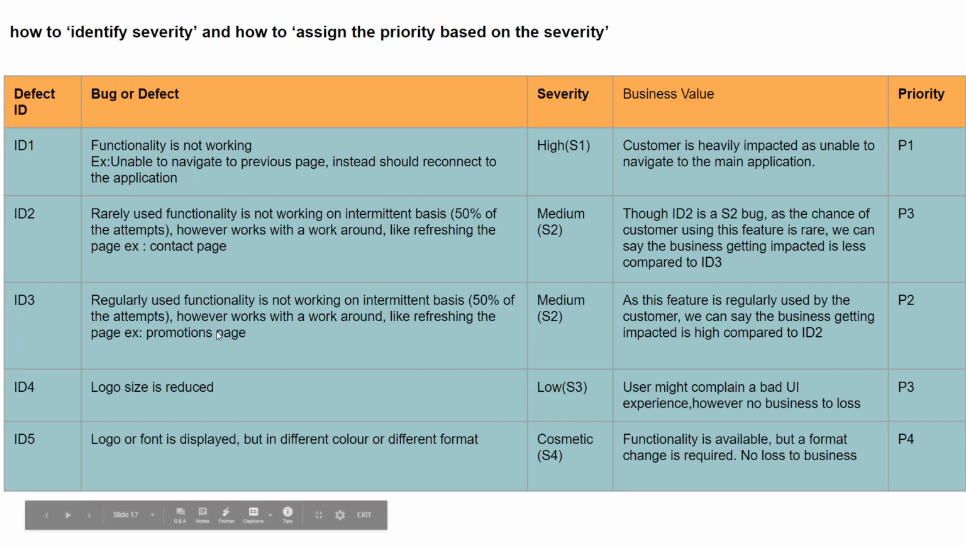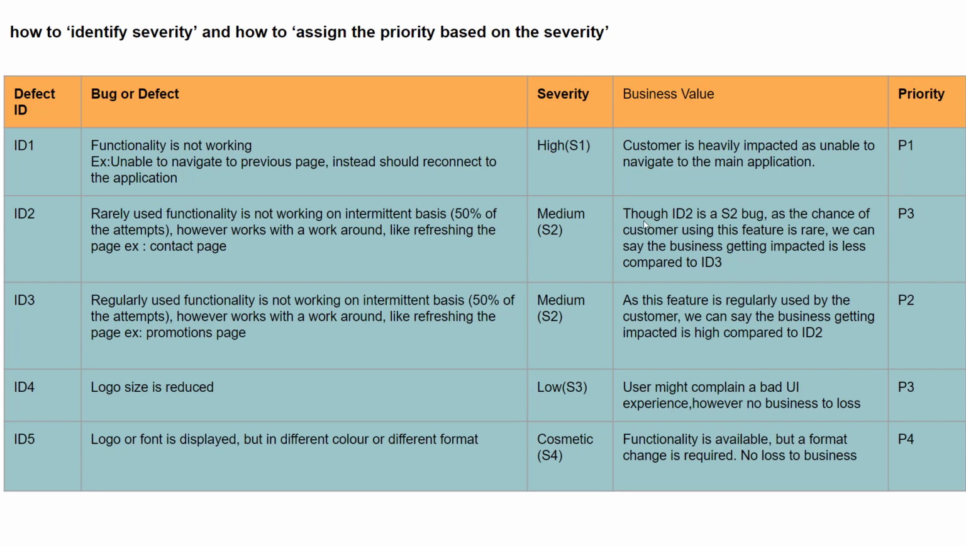Okay, now let's talk about the other two defects for the contact page and the promotions page. See what is happening for both the pages. User is able to access the functionality like the contact page and the promotions page. However, the user is unable to get the relevant details they were trying to fetch from the page. So now severity is same for both the defects. Like we can say the medium severity for both the defects. However, now we need to classify which falls under priority 2 and which falls under priority 3.